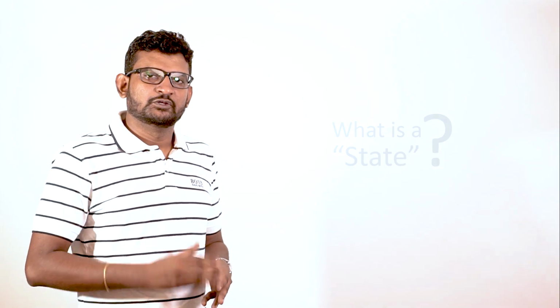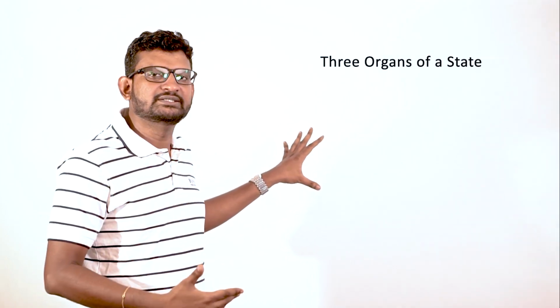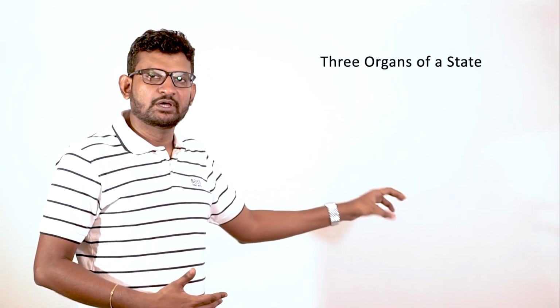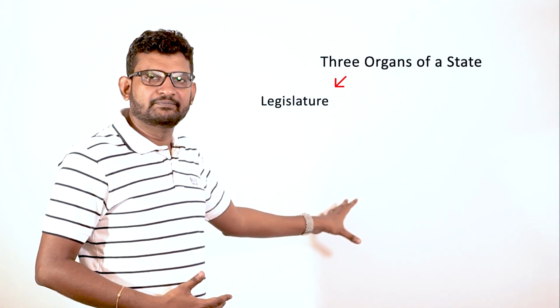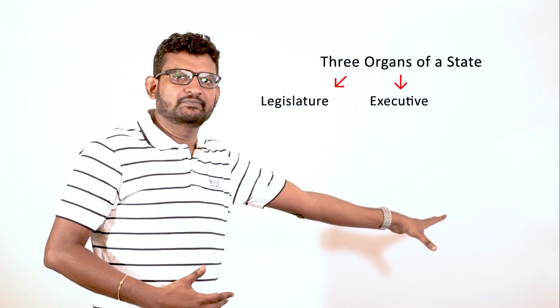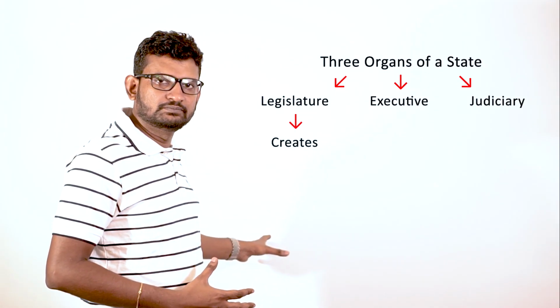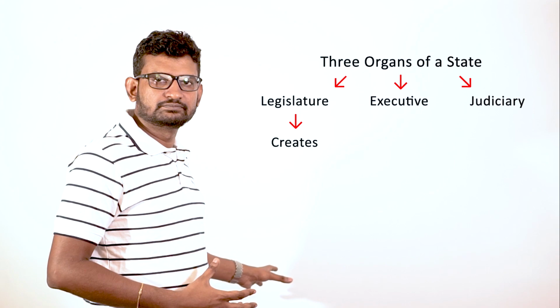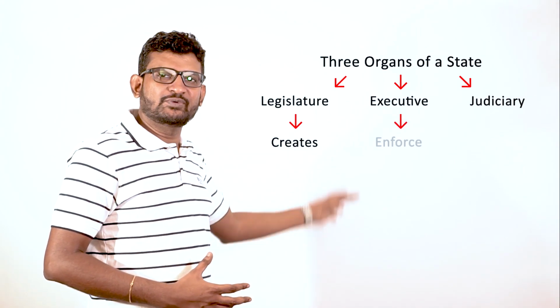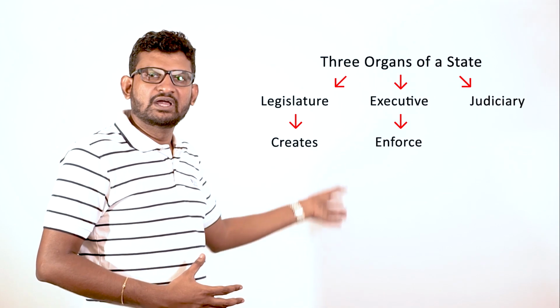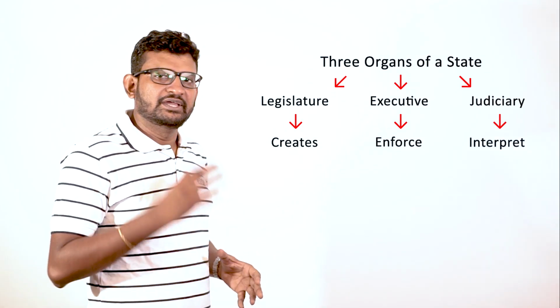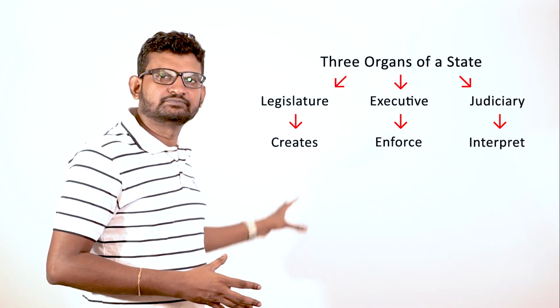So the starting point is you need to understand what is the state. There are three organs of a state. Every democratic state, every contemporary state would have these three organs. First, there would be the legislative. Secondly, you have the executive. Finally, you have the judiciary. Legislature makes the law, right? Legislature makes law. Executive enforces the law. Judiciary interprets the law.